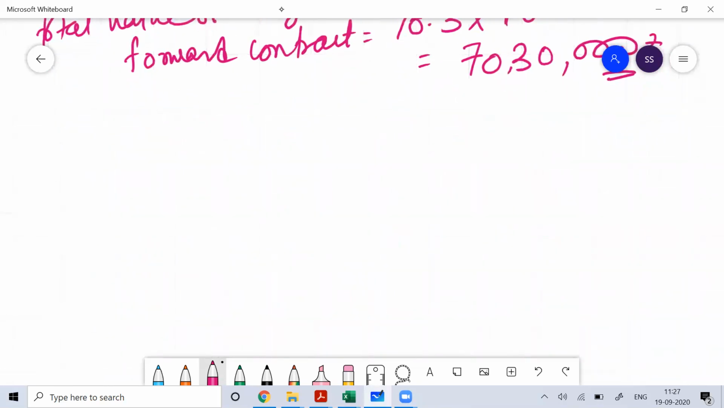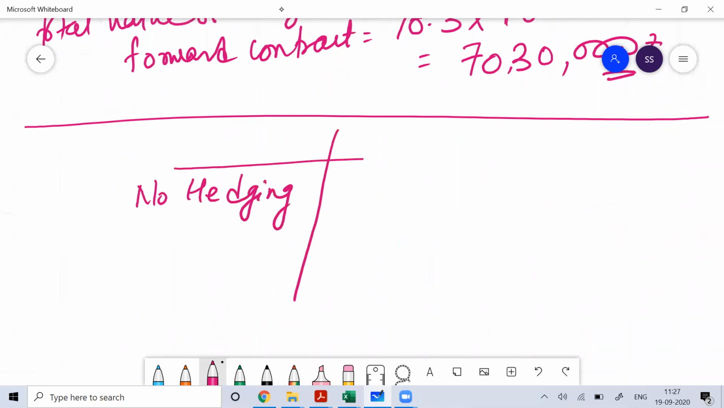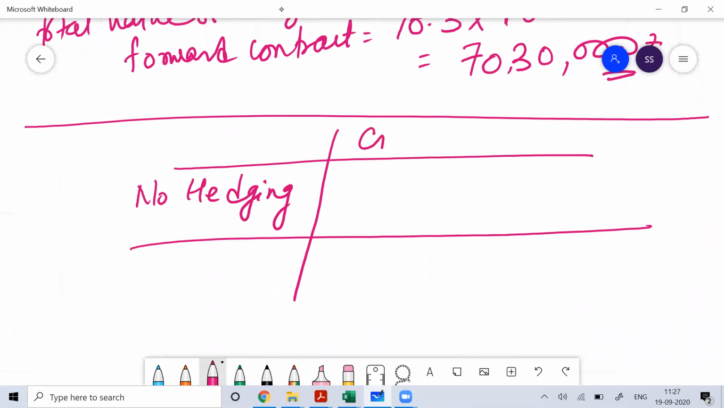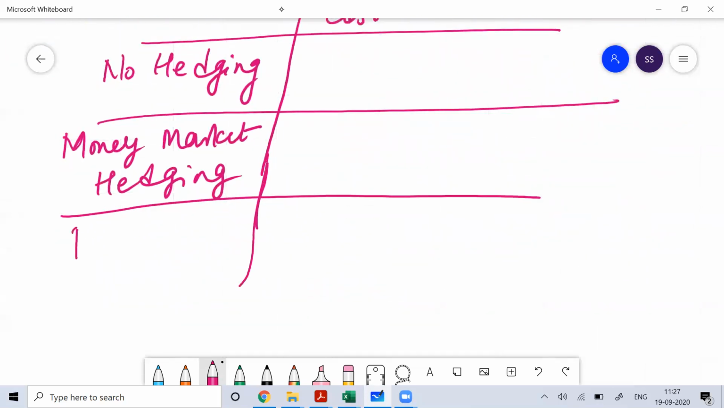So I did all forms of calculation. So here either he can do no hedging. If you do no hedging, then what is the cost? If you do money market hedging, then what is the cost? And if you do forward market hedging, then what is the cost?